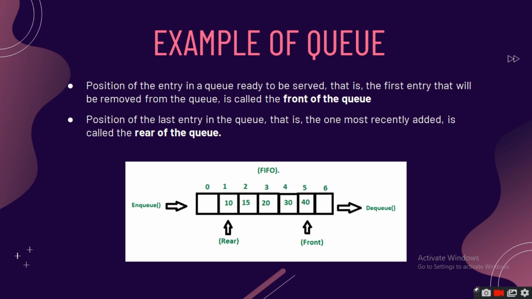And the last is the rear of the queue. That is the last entry of the queue, and it is the recently added one. That is, a recently inserted element will be at the end of the queue. That's what is marked here as rear. And we will see enqueue and dequeue in coming slides. So this is how a queue data structure will look. This will be the structure of the queue. In the next slide we will see the characteristics of a queue.